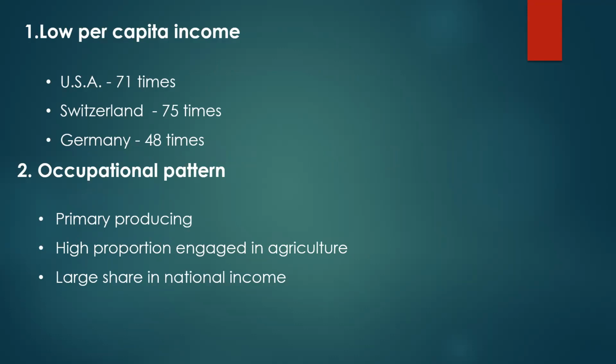First one is low per capita income. Underdeveloped economies are marked by the existence of low per capita income. The per capita income of an Indian in 2017 was $1,670. The per capita income of Indian people is the lowest in the world. The per capita income in Switzerland was about 75 times, in Germany about 48 times, and in US 71 times the per capita income of India.